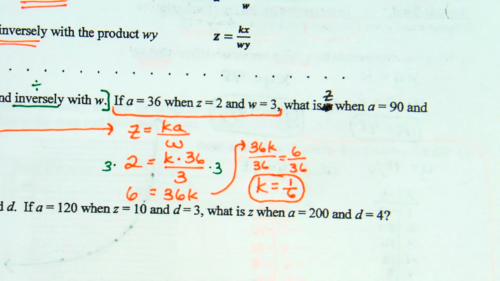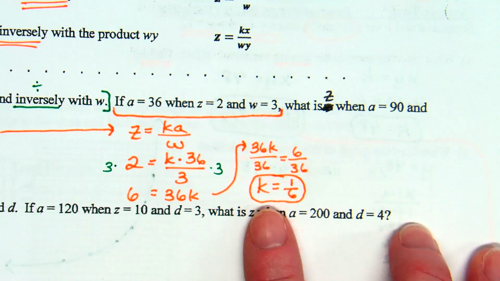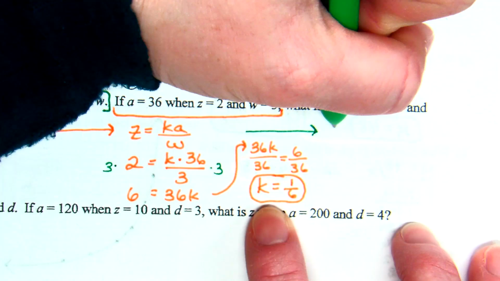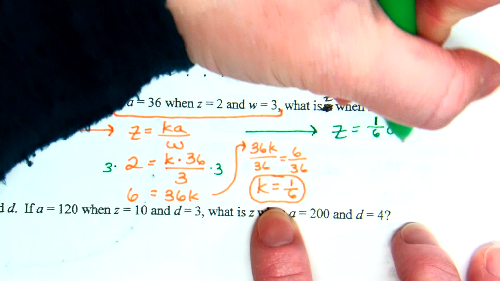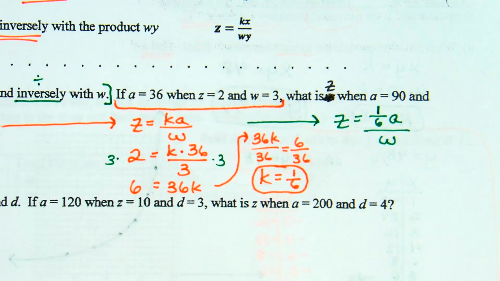Because, have you read the last part here? What's it say? What is Z? So what am I finding? Z, when A is 90 and W is 3. Can you plug all of that in? Yeah. What is Z? So Z equals, we already know K is 1/6. A, we were just told to use 90. And W, we were told to use 3.